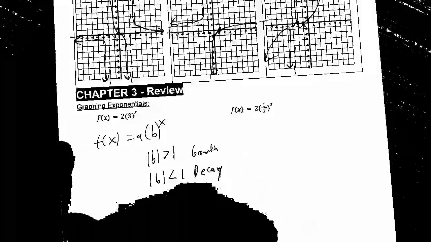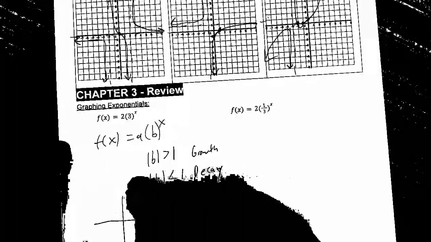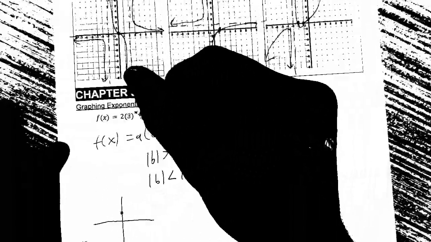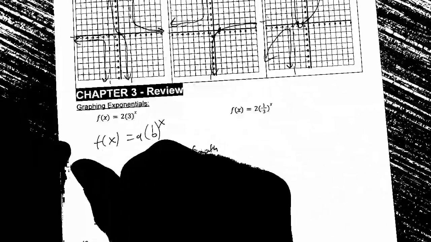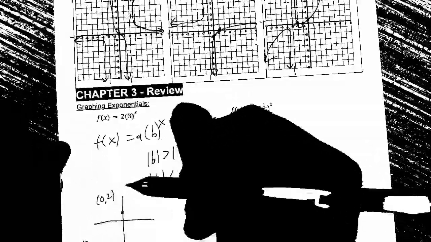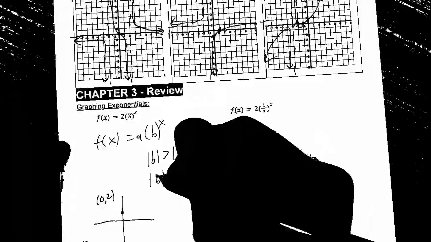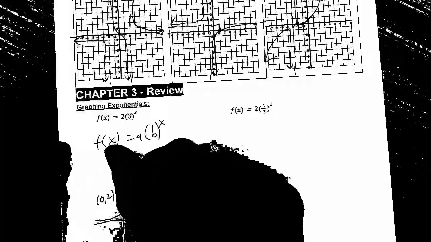What's this going to look like? Well, we can plug in a 0 for x. If we plug in a 0 for x, we'll get our starting location, 2, right? Because 3 to the 0 is 1. 1 times 2 is 2, so (0, 2). That is our y-intercept. And then we plug in a 1, right? So 3 to the 1 is 3, times 2 is 6. And we can create a curve from there, right?